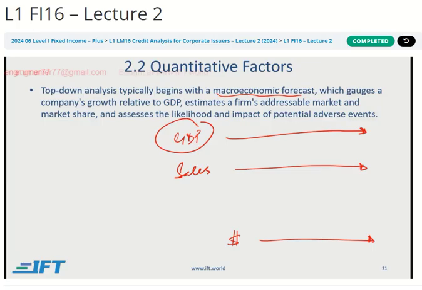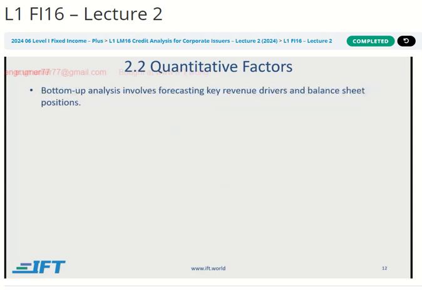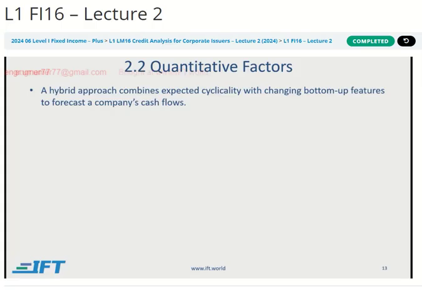So here with the top-down approach, what we do is we start off with what's the market, right? What's the addressable market? What's the market share of that market? And based on that, we can say, okay, this is our projected sales and this is our projected cash flow. Bottom up, on the other hand, will start with your balance sheet and your income statement. So both analyses, of course, are linked in a way, and that is what brings us to the hybrid approach, which combines the cyclicality and the bottom up features to project or forecast the company's cash flows.